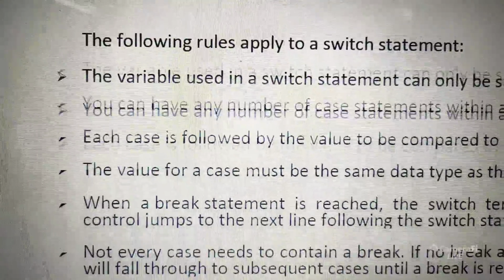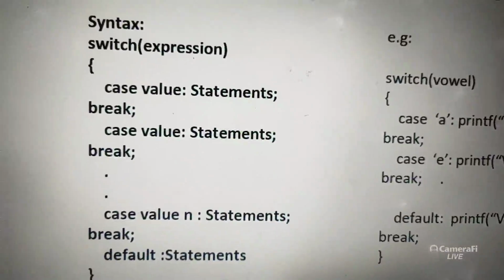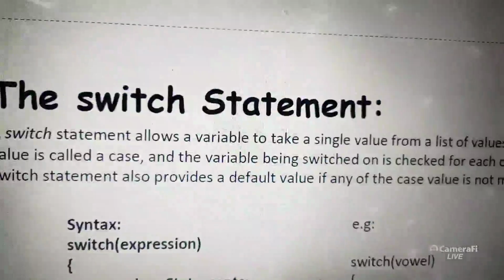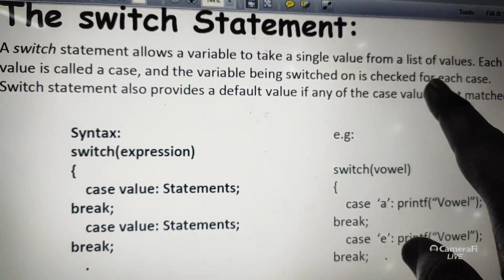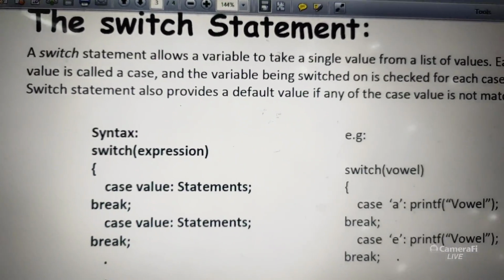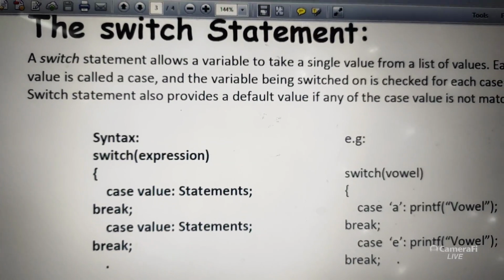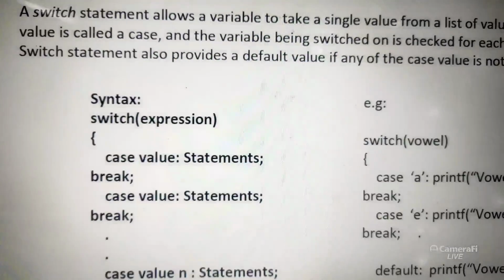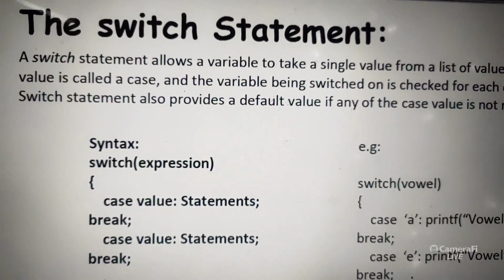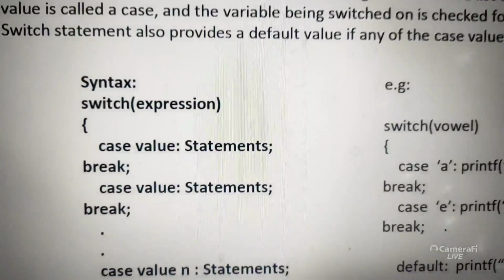Next, the following rules will be applied in the switch statement. The switch statement allows us to check multiple values to get a single value from the list of values. Similarly, you will get a grade, O grade, A grade, B grade, C grade, decided after the marks you entered, but we'll get a certain grade: A, B, C, D, O, like that.